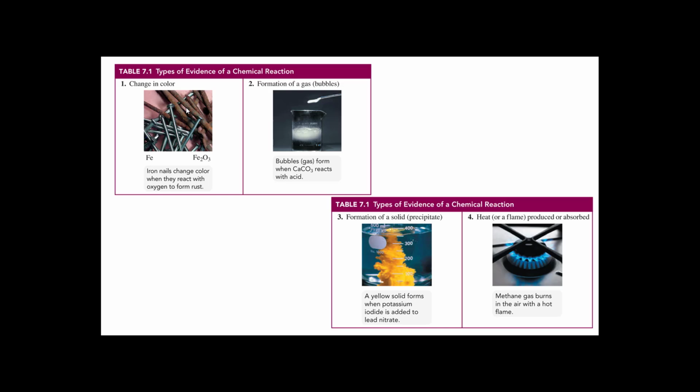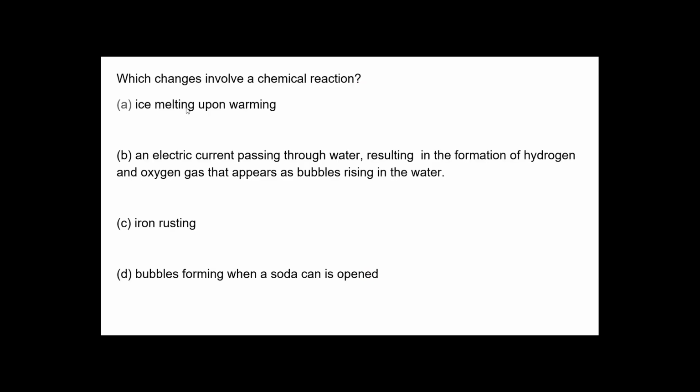Here's another one. A yellow solid forms when potassium iodide is added to lead nitrate. You can see there were two, you can't tell now, but these are two clear substances. And yet when added together, you see this yellow solid that's formed. And gas, methane gas burns in the air with a hot flame. Heat or a flame is produced. Warmth, a heat or a flame, and you can usually tell with heat being given off or heat being absorbed.